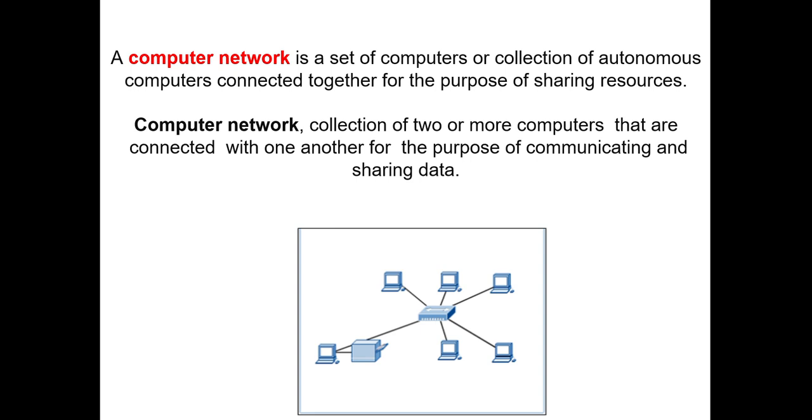What is meant by computer network? A computer network is a set of computers, or a collection of autonomous computers, connected together for the purpose of sharing our resources. That is, the individual systems are interconnected together for sharing our resources from one system to another system.